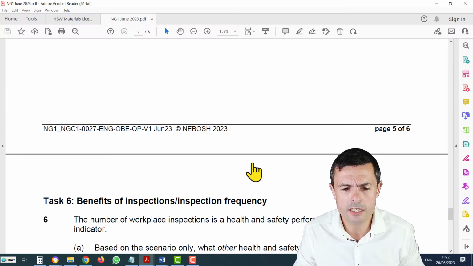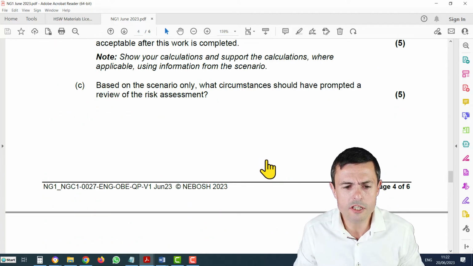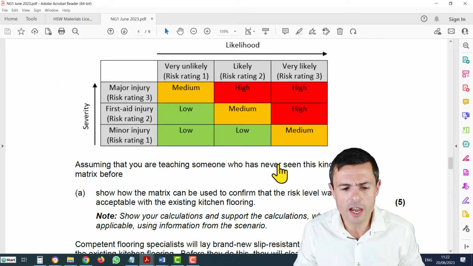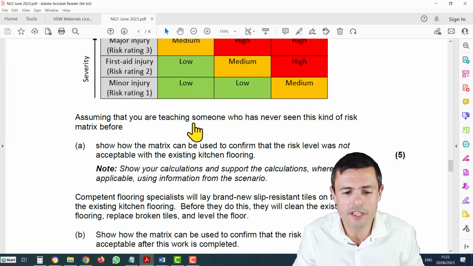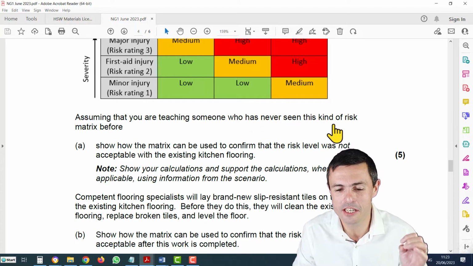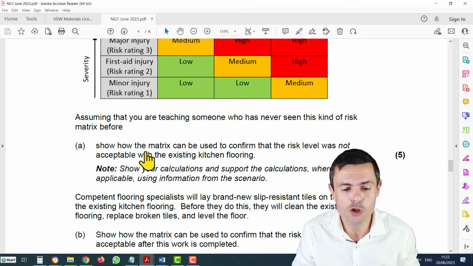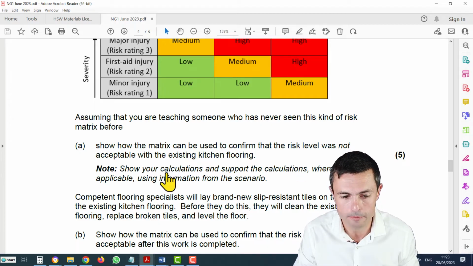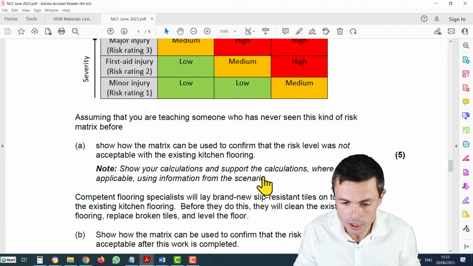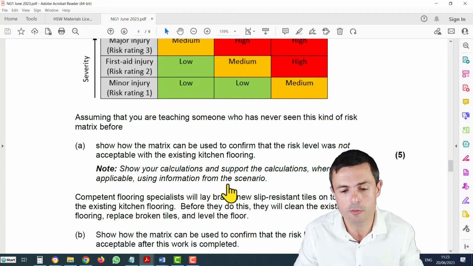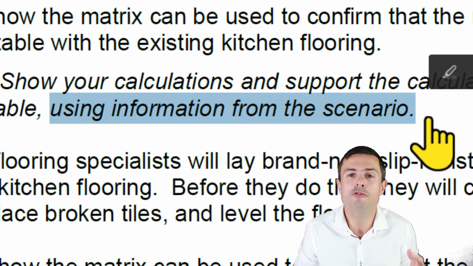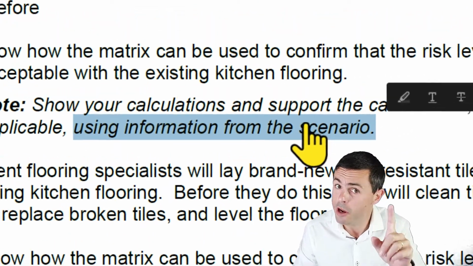Now, there are some questions where the P principle just doesn't seem to really work at all. So let's look at this example here where we've got a risk matrix right there. And here it says, assuming that you are teaching someone who has never seen this kind of risk matrix before, show how the matrix can be used to confirm that the risk level was not acceptable with the existing kitchen flooring. Show your calculations and support the calculations where applicable using information from the scenario. So again, we've got the evidence there. So information from the scenario, that's your evidence.